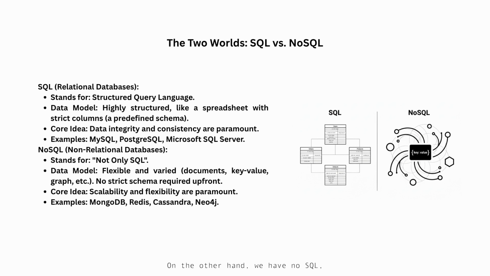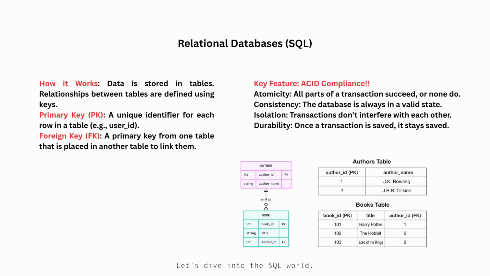On the other hand, we have NoSQL, which stands for not only SQL. This is a newer, more diverse family of databases. They were born out of the need to handle the massive volume and variety of data from modern web applications. Think Amazon, Facebook. Their priorities are massive scale, speed, and flexibility. And now we are even seeing more specialized types emerging for AI and real time data. We'll cover those soon. Let's dive into the SQL world.